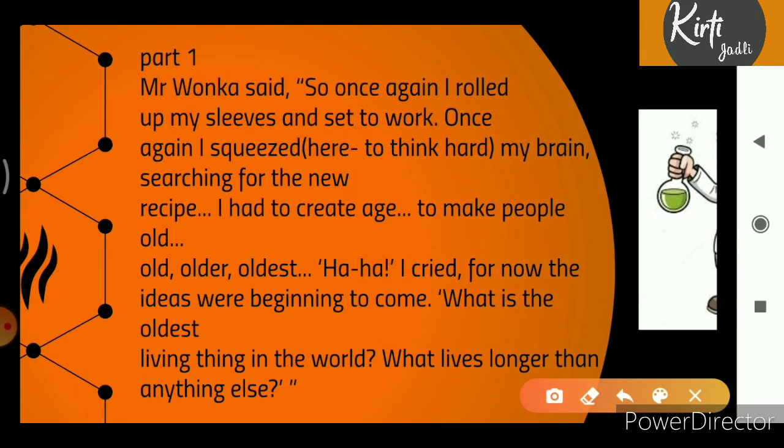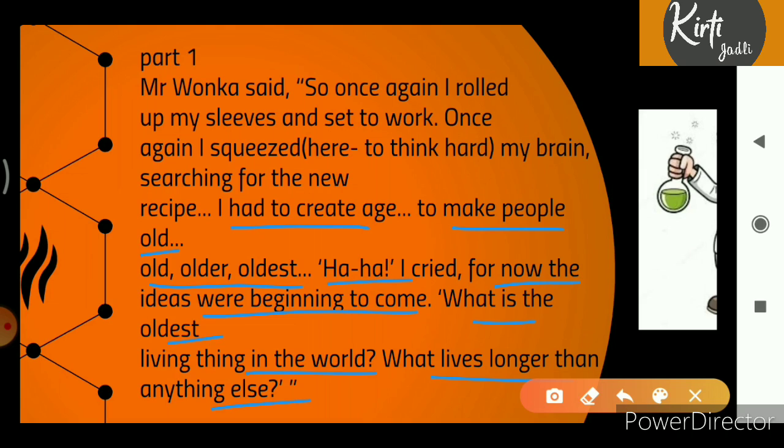Mr. Wonka said, so once again, I rolled up my sleeves and set to work. Once again, I squeezed my brain, searching for the new recipe. I had to create age to make people old, older, oldest. Ha ha, I cried. For now, the ideas were beginning to come. What is the oldest living thing in the world? What lives longer than anything else?